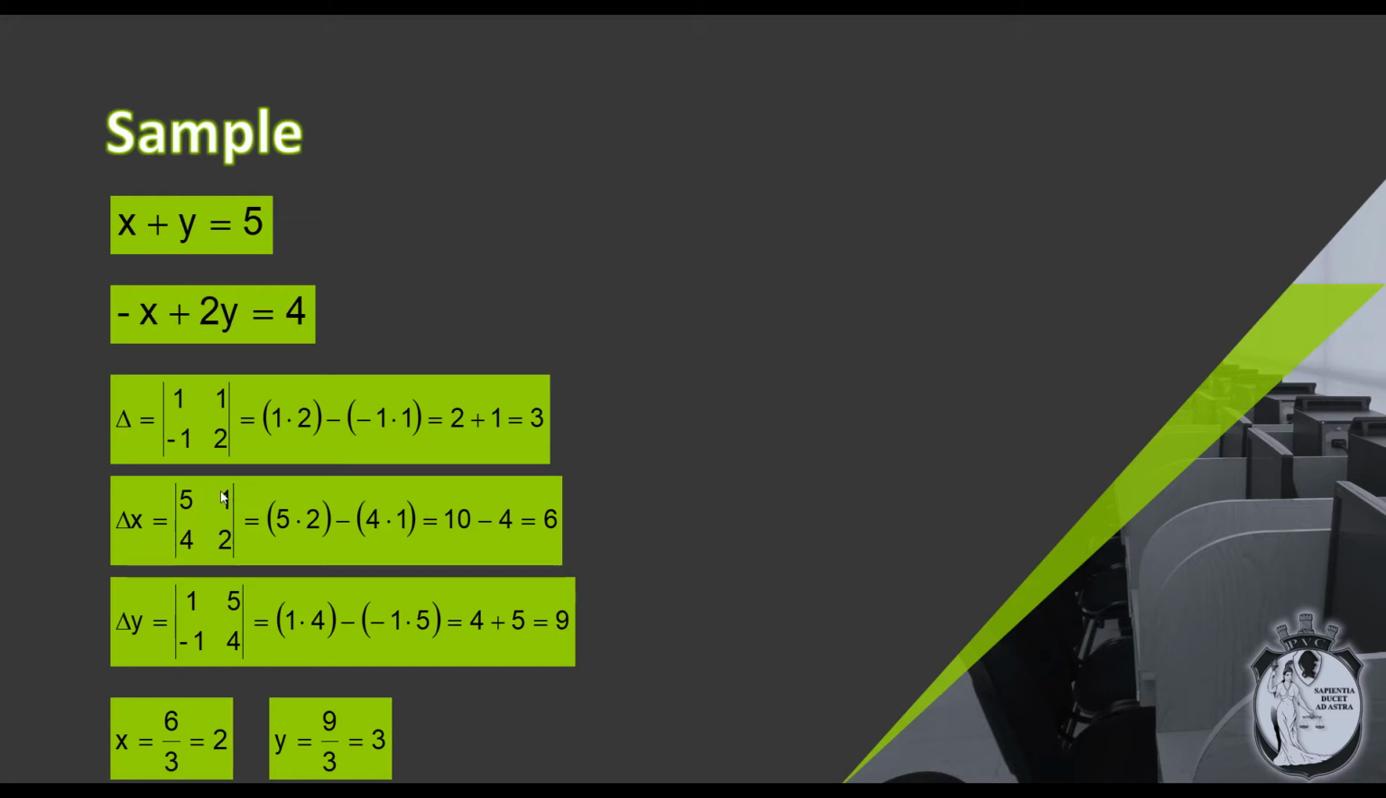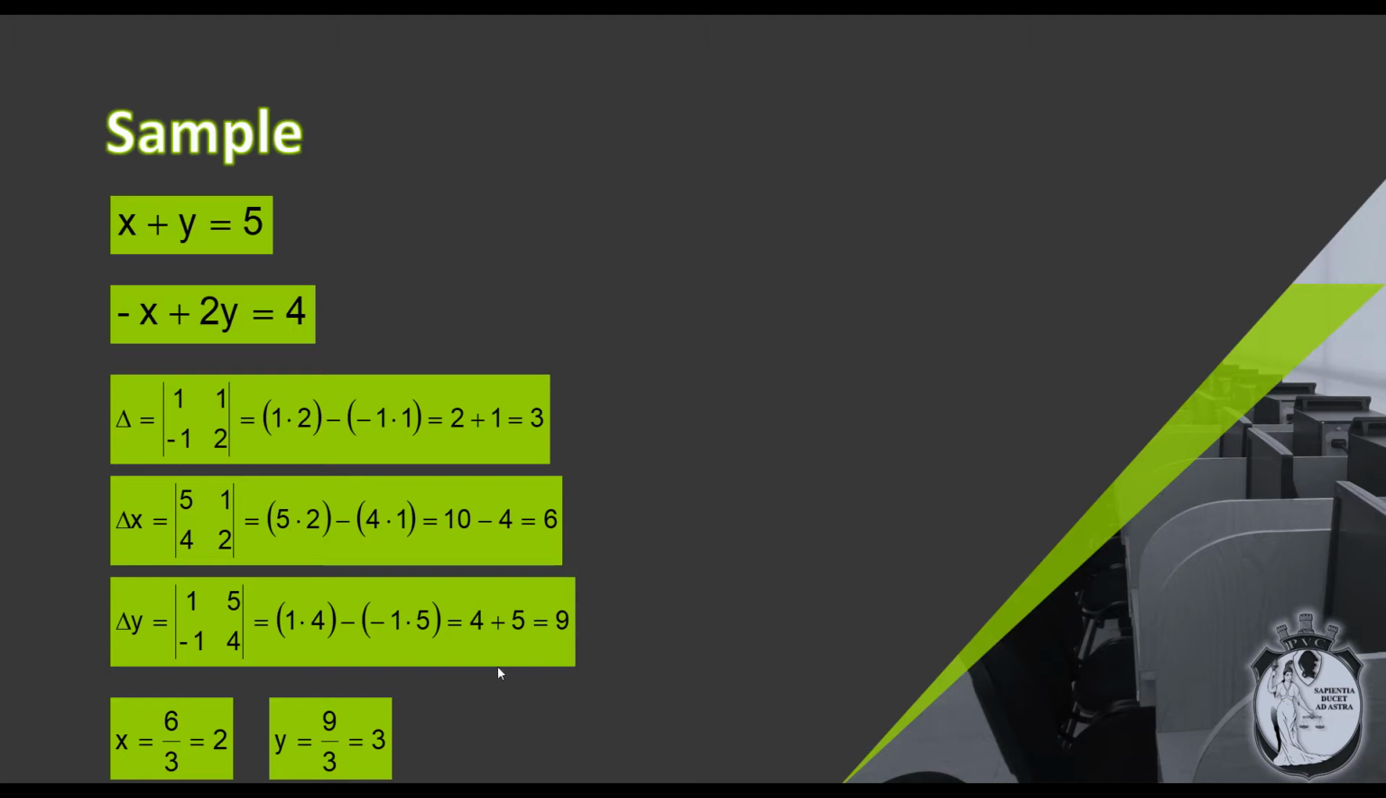Again for delta x, you multiply that value with that value and subtract the multiplication of that value by that value. It's again a cross. You get that value for delta x. For the last, delta y, again you multiply that value by that value and subtract the multiplication of those values. Again it's a cross. This operation is a determinant, so you get those values.